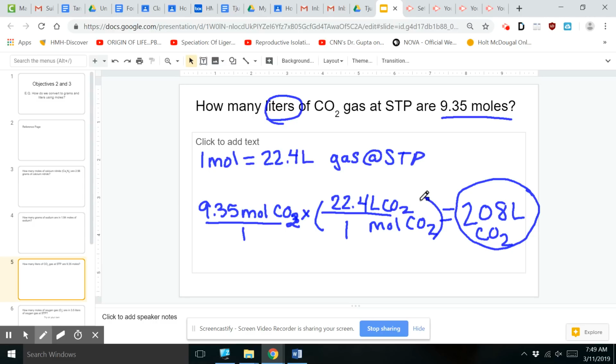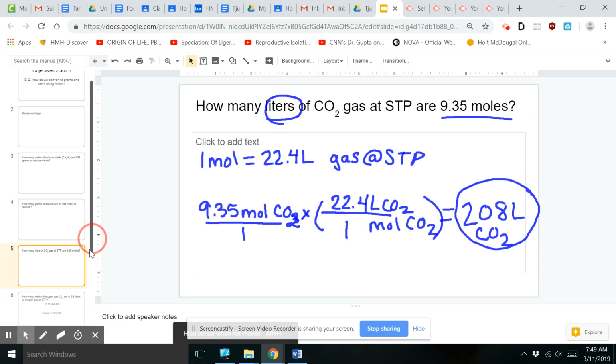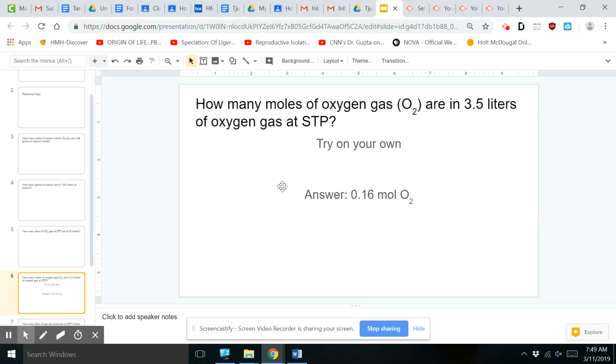The next question we would like you to try on your own. Go to question number 4: how many moles of oxygen gas, O2, are in 3.5 liters of oxygen gas at STP? We gave you the answer right here. Go ahead and try that on your own and see if you got the answer. If you are struggling at all, your teachers are there to answer any questions, and feel free to ask them. Then we'll move to a little bit more difficult one.